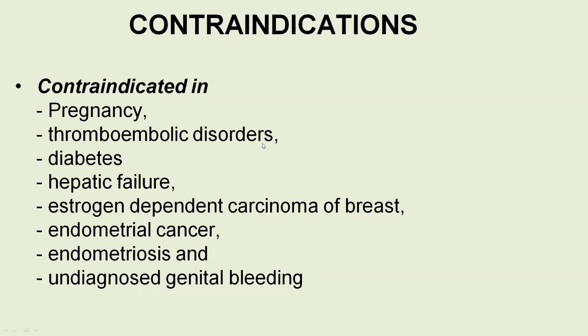Then thromboembolic disorders. See, estrogen itself causes a thromboembolic episode in the body. So if the person has a pre-existing thromboembolic disorder, don't prefer giving estrogen. Then diabetes, because estrogen causes hyperglycemia, it is not preferred in diabetics. Hepatic failure, estrogen itself leads to hepatic failure. So if it is a pre-existing condition, better not give. Then estrogen-dependent carcinoma of breast, endometrial cancer, endometriosis. So all these are aggravated in an estrogen environment. So don't prefer giving. And undiagnosed genital bleeding. All these are the contraindications.